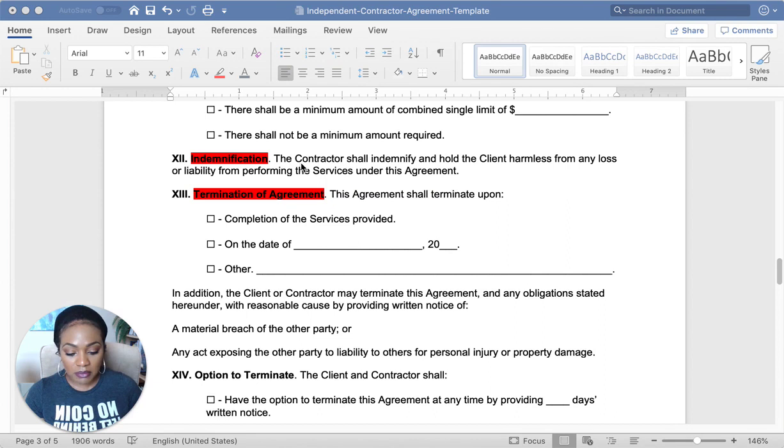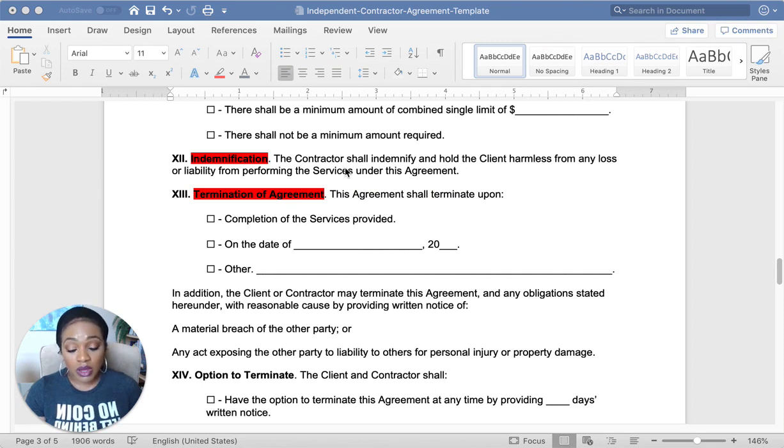And so it says the contractor shall indemnify the client. Here's the thing about that: there's nothing necessarily wrong with the client being indemnified by the contractor. However, it does need to be a little bit more specific.